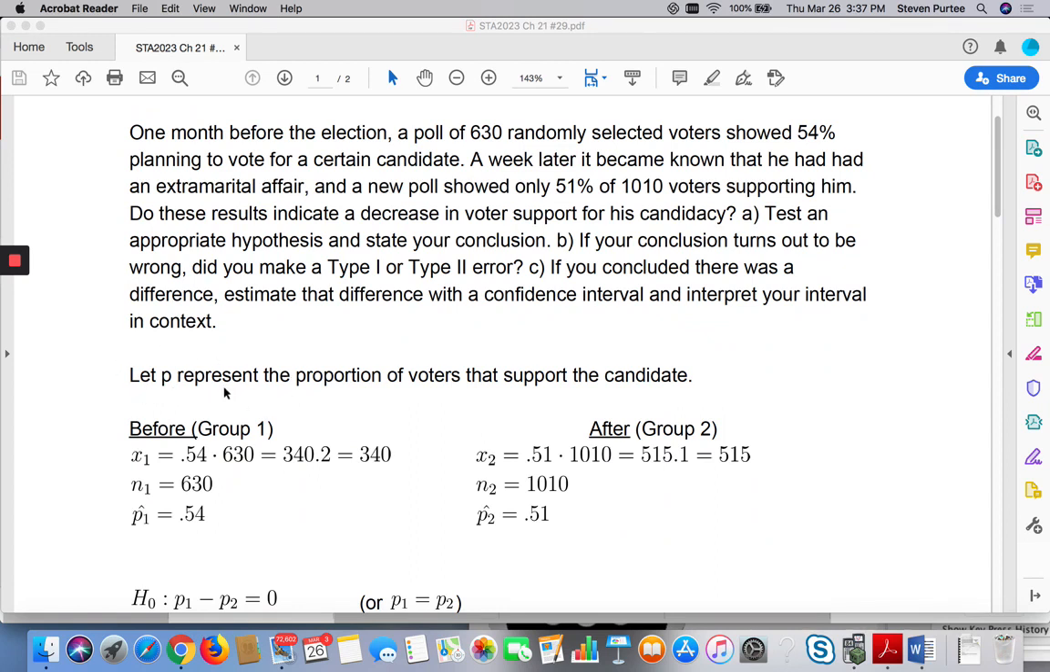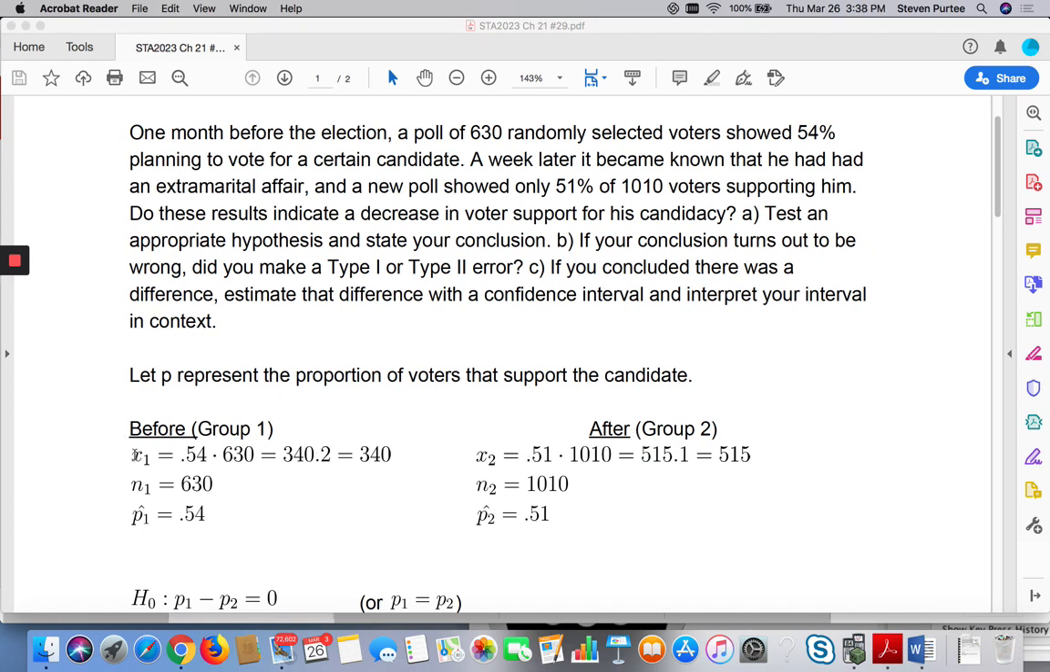Let P represent the proportion of success in your population. Here our population is voters. Success is people that support him. So this statement is necessary. Then we write down our samples. We don't know ahead of time who's group 1 and group 2. I've already done the problem, so I know who's 1 and 2.